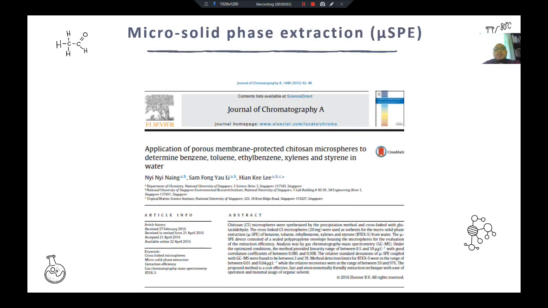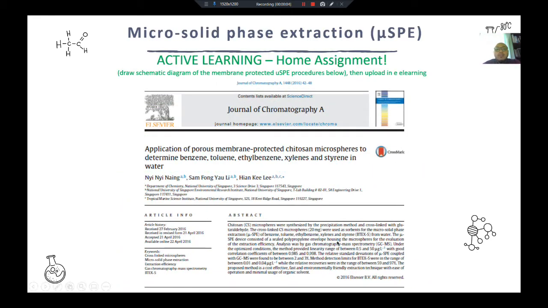Okay, the next one. Now is the active learning home assignment. I will provide the link of submission inside the e-learning. I would like you to search for this journal, and then draw the schematic diagram of the procedures. Just write the mapping of the procedures, like you write in the laboratory jotter book. Then upload it to the e-learning. I hope that you can do that.